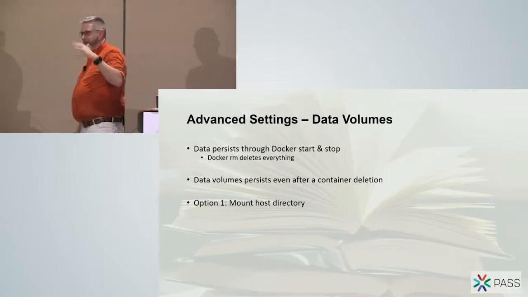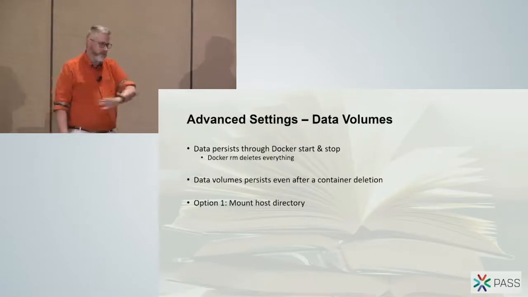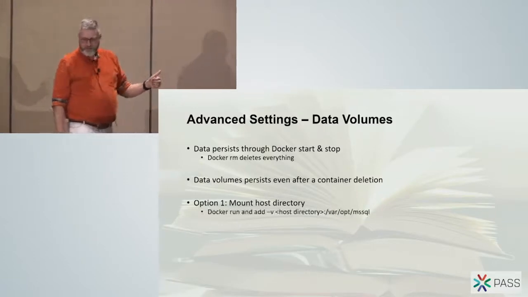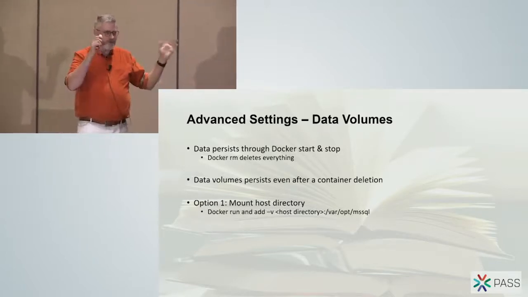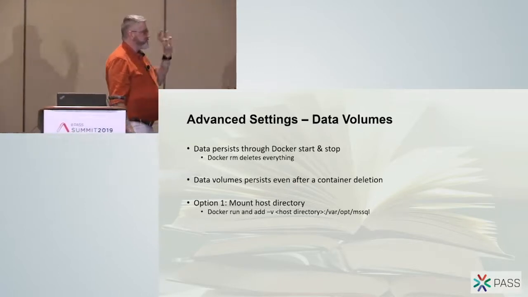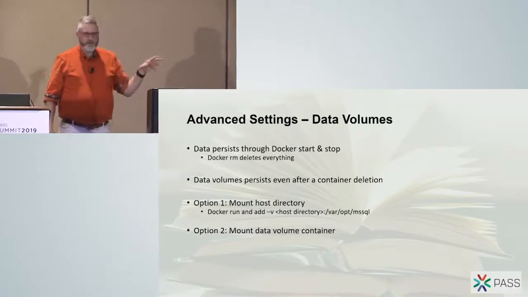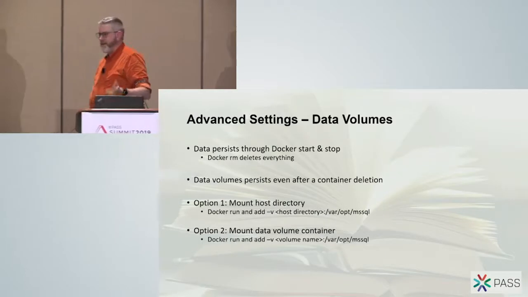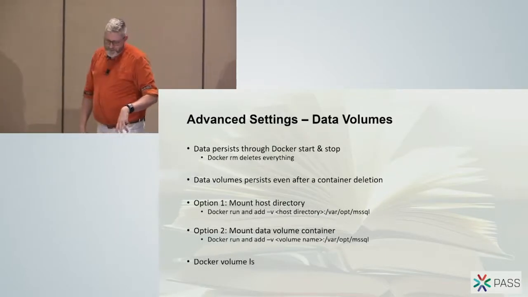So it's one thing to stop it: you bring it back up and everything's there. And rm just deletes all the stuff on this container. There are a couple of options. You can mount a host directory, where you just use docker run and add a -v host directory option, var opt mssql type of thing. If you're doing Linux-based, you can do Windows too, you can map it out here, and you'll see in my code I do that. You could also mount a data volume container and use a different kind of mount, going out into a container specifically designed for doing volume mounts.